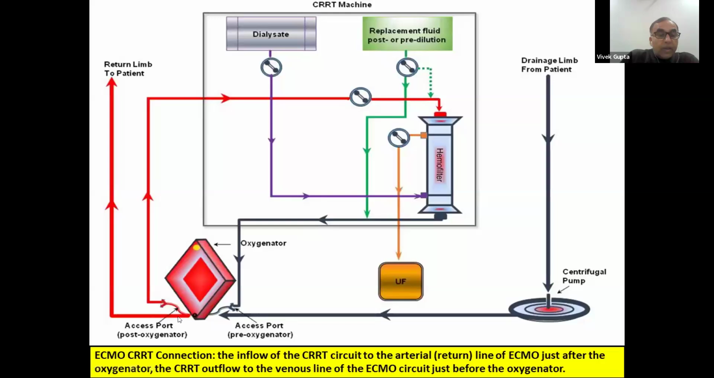Nowadays, all these oxygenators are provided with ports on the pre-oxygenator and post-oxygenator area. So here, the circuit can be nicely connected. This is the most useful combination, where in the post-oxygenator zone you connect the access line, and in the pre-oxygenator zone you connect the return line. So any air bubble or clot will be trapped in the oxygenator itself.